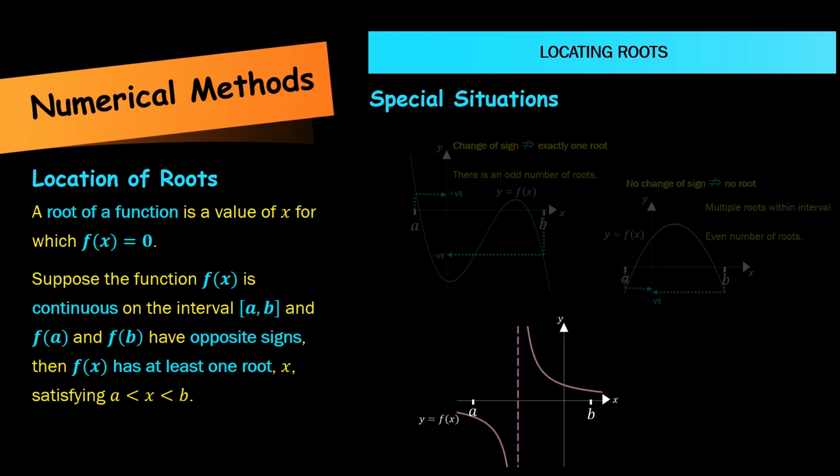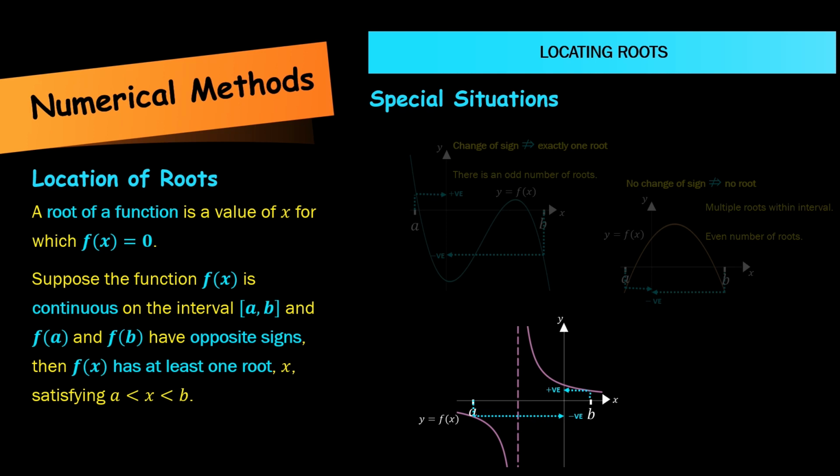Now let's take a look at this example. Here's y equals f of x in the interval ab. Notice that a is mapped to a negative value and b is mapped to a positive value.